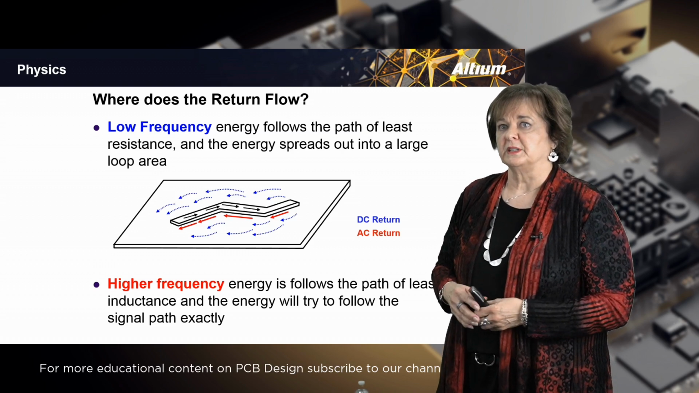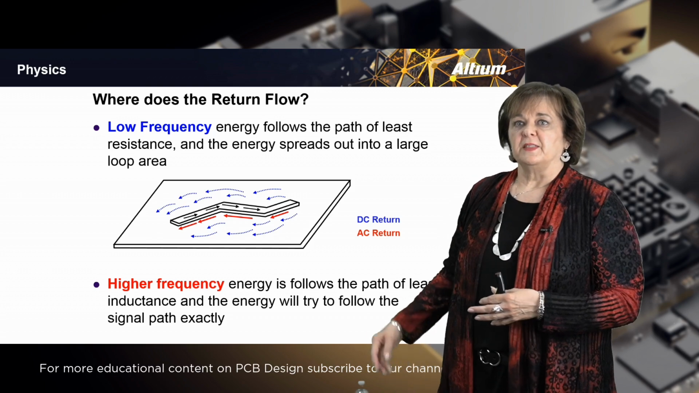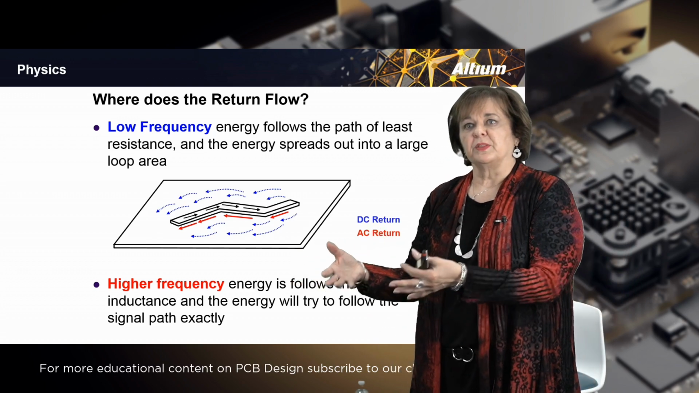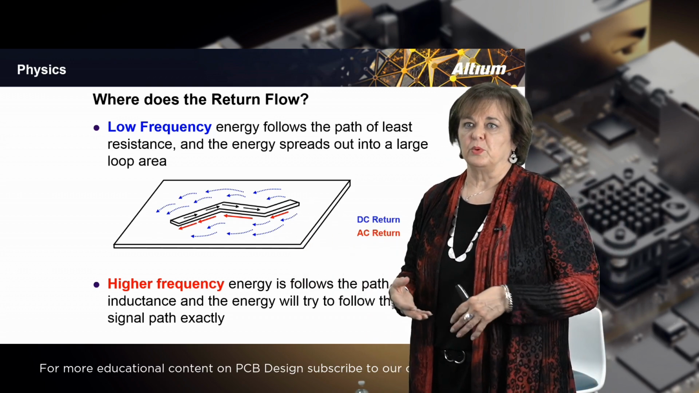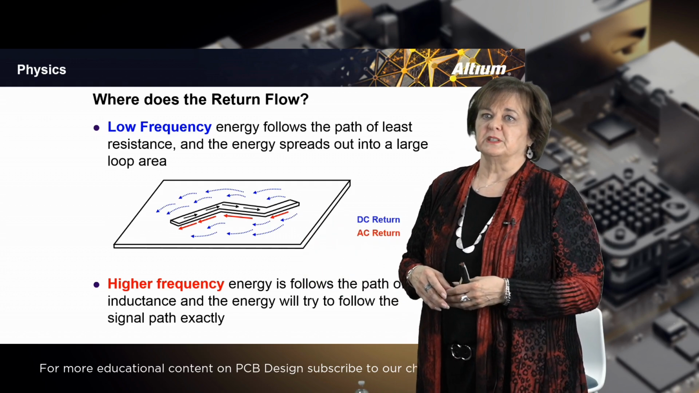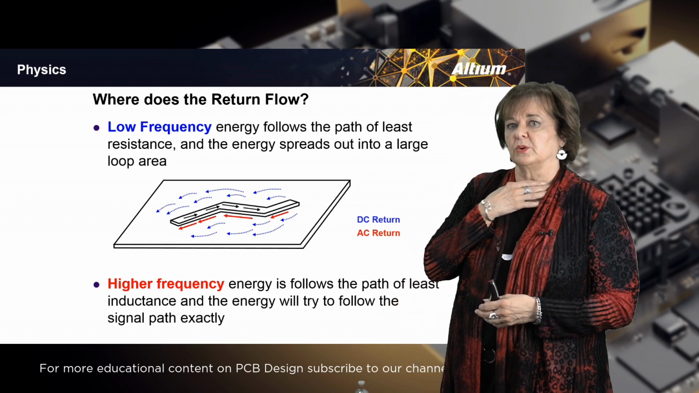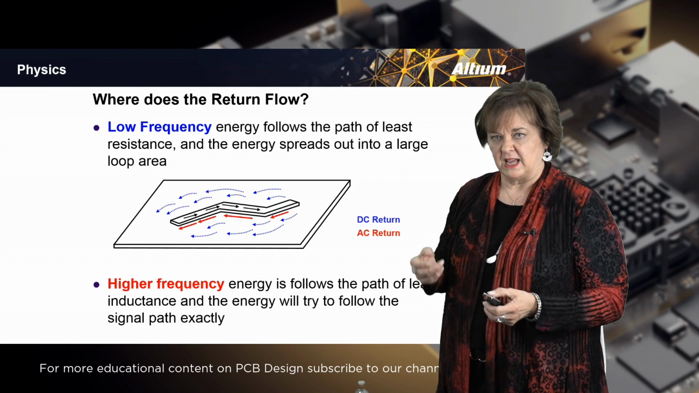The low frequency energy follows the path of least resistance, and that is, it can spread out anywhere that it has a low resistivity on the board, which would be a plane as well. But when you get the higher frequencies, that energy is going to follow the path of least inductance, and so it will try to follow the path exactly.